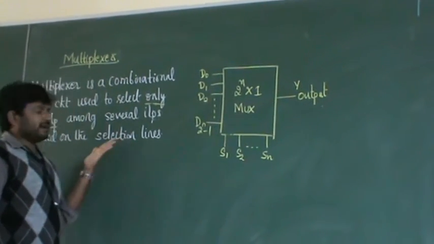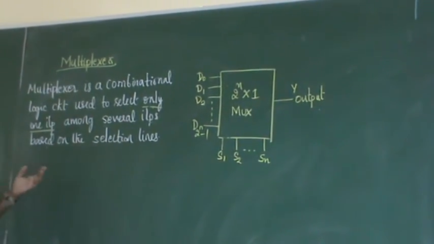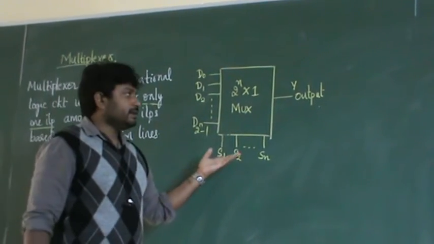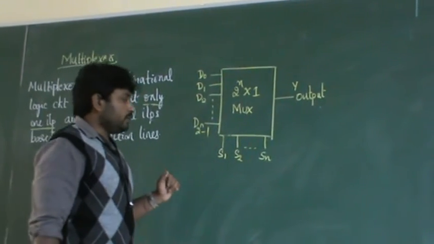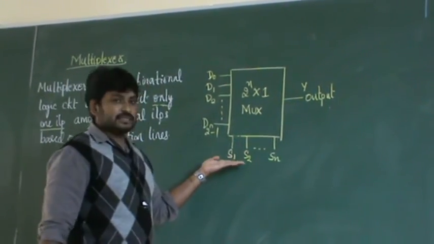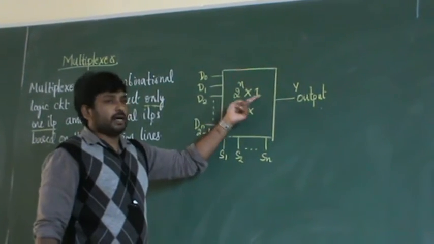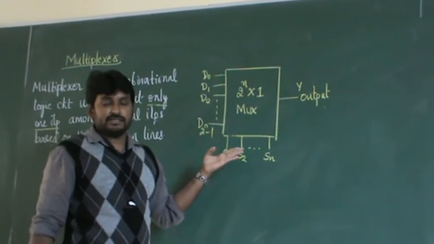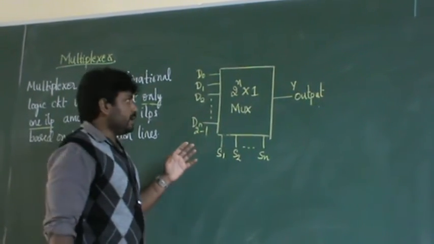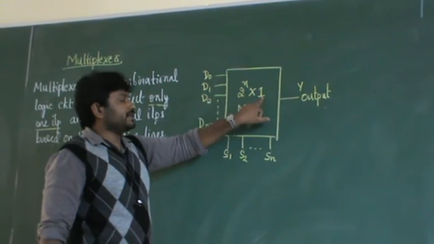There is no need to memorize the definition. You can easily write down the definition by just looking at the diagram of the multiplexer. So now let me write down. How have I written this diagram? It is a 2 to the power of n mux. Whatever mux I have written here is the general diagram of the mux, a 2 to the power of n mux.